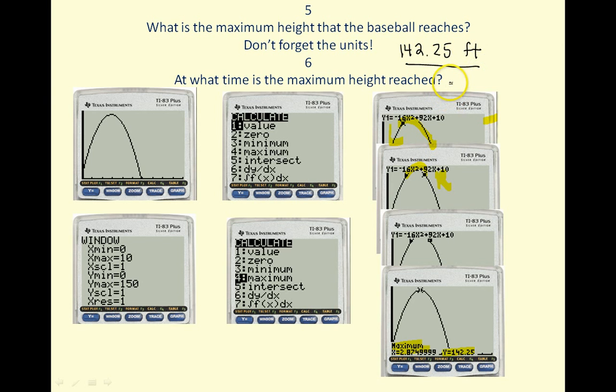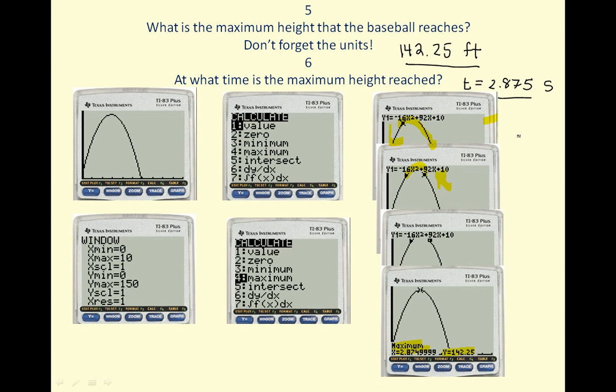Then our number 6 says, at what time was that reached? So this was our height, and this is our time when that was reached. And I would say at time 2.875. 3 decimal places is always a safe bet if I don't tell you any better. And the units on that would be seconds.